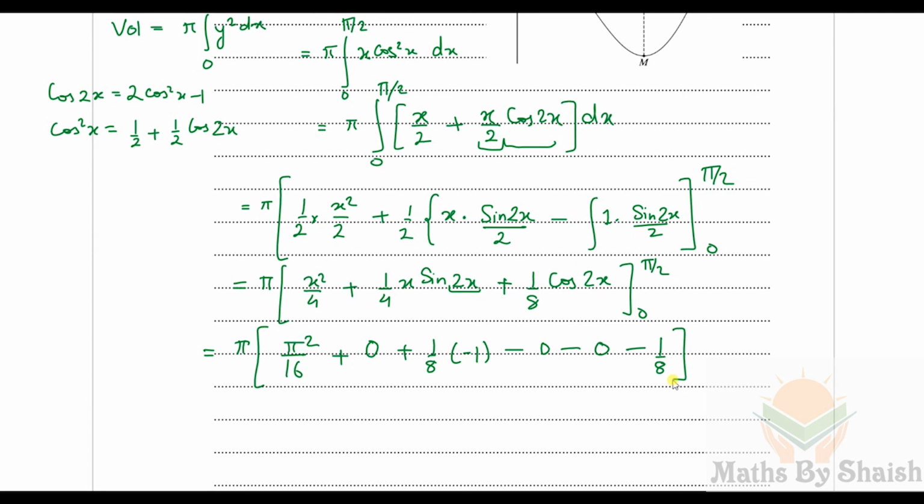So altogether we got pi square by 16, minus 1 by 8, minus 1 by 8, so it becomes minus 2 by 8, that is 1 by 4. Now we'll take 16 common outside, so it becomes pi by 16 and then pi square minus 4. So pi over 16 into pi square minus 4 is the answer. The unit is a unit cube, of course, because it's a volume.